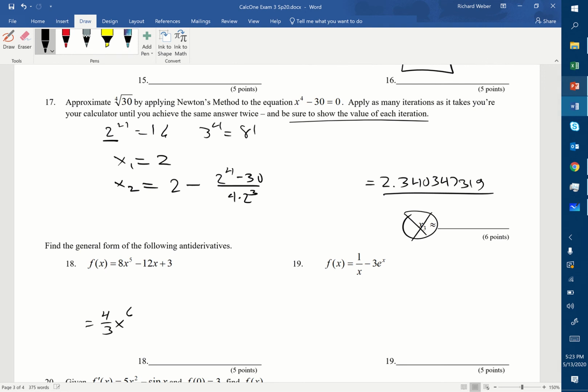Everyone almost got this one right, which is wonderful. 6x squared. You guys are ready for the next adventure, plus c. And this one is natural log of x minus 3e to the x again, and then plus c.